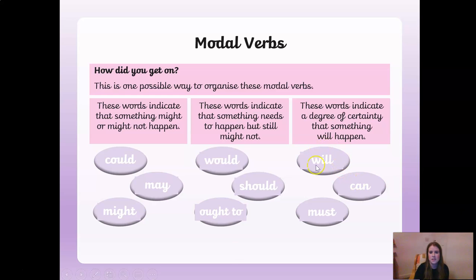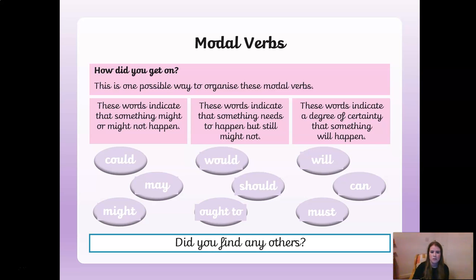Now these words here on the end, will, can and must, are words that integrate a degree of certainty that something will happen. So these are words that suggest that the outcome is going to happen. Did you find any others? Record them down in your book and we'll have a look at them when we come back to school.